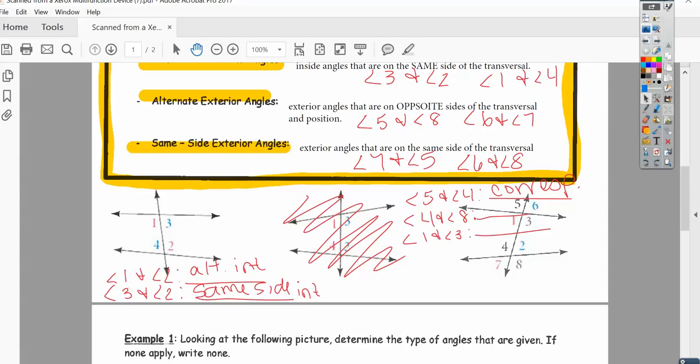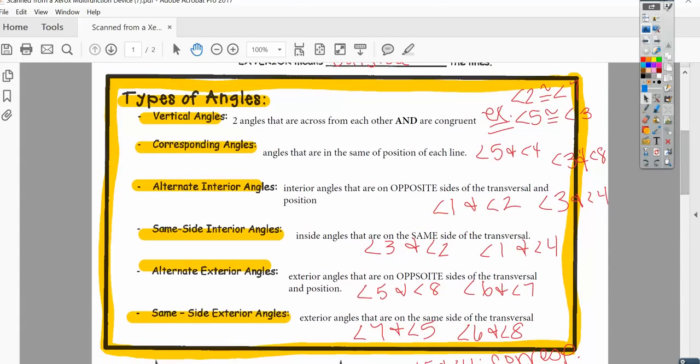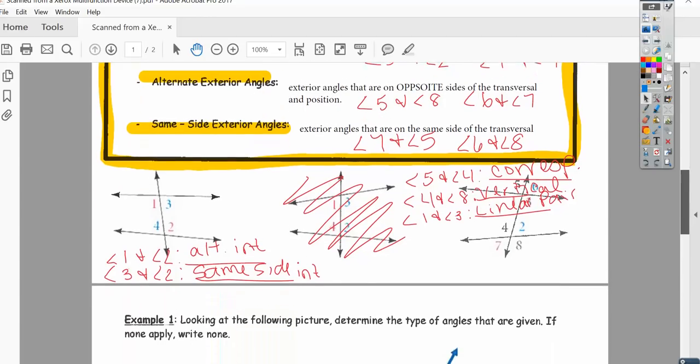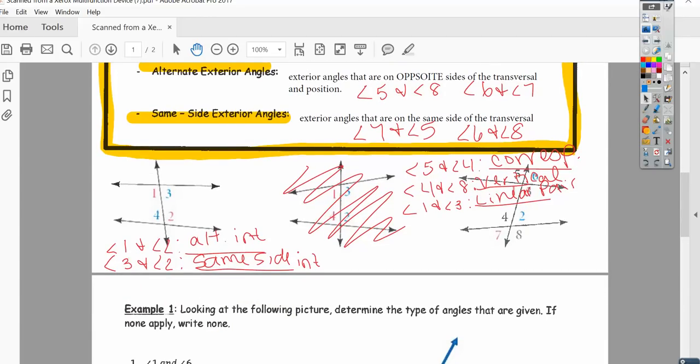Angle 4 and angle 8, that's vertical. And angle 1 and angle 3, hopefully I didn't trick you, but angle 1 and angle 3 are a linear pair. Just because the word linear pair is not in this pretty awesome box that we just made, linear pair is still a very valid angle relationship. So don't let me trick you.